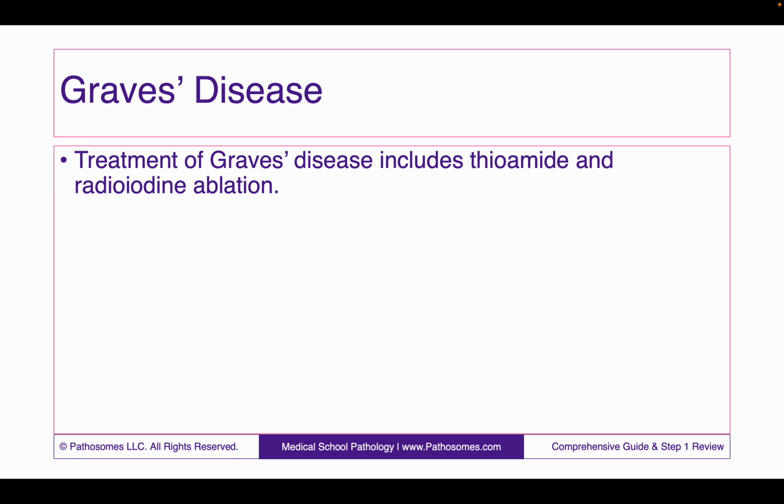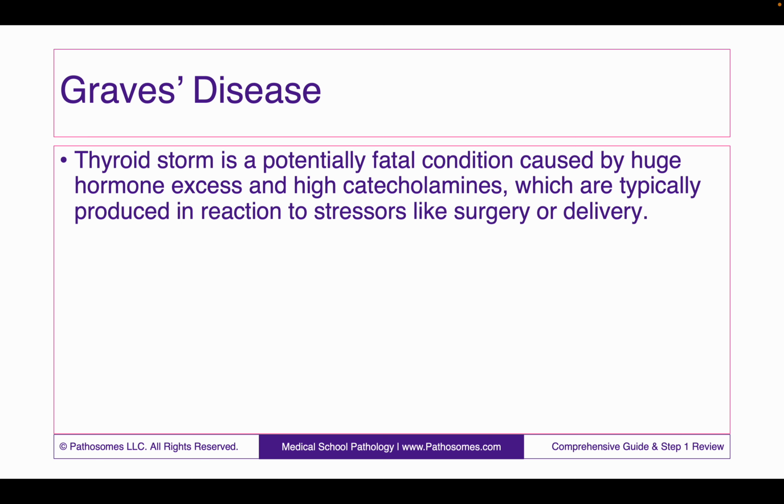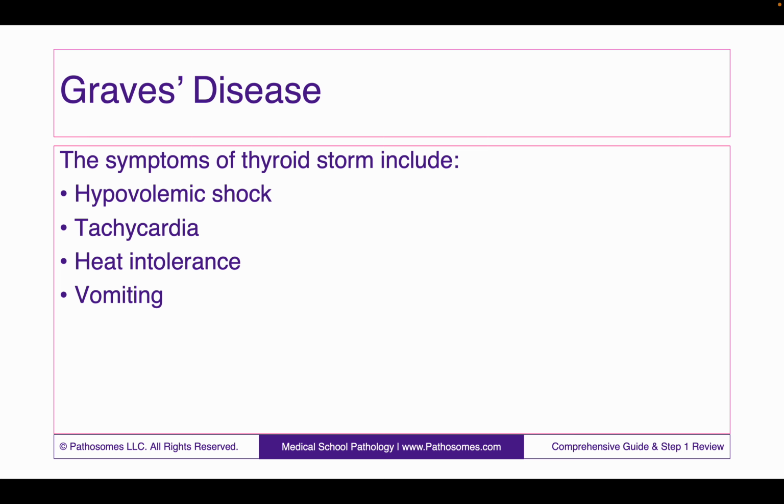And the treatment of Graves' disease includes thioamides and radioiodine ablation. Thyroid storm is a potentially fatal condition caused by huge hormone excess and high catecholamines, which are typically produced in reaction to stressors like surgery or delivery. The symptoms of thyroid storm include hypovolemic shock, tachycardia, heat intolerance, and vomiting.